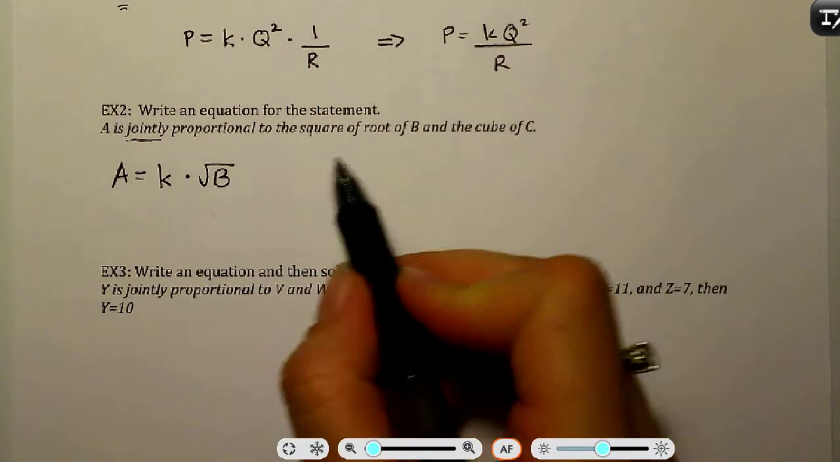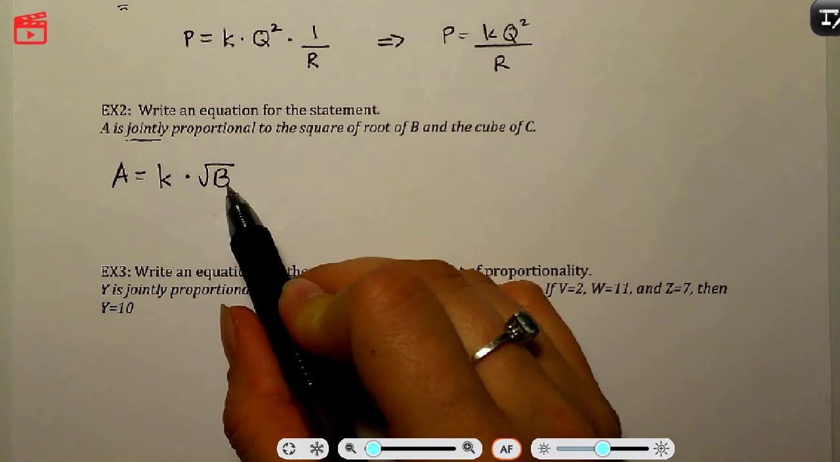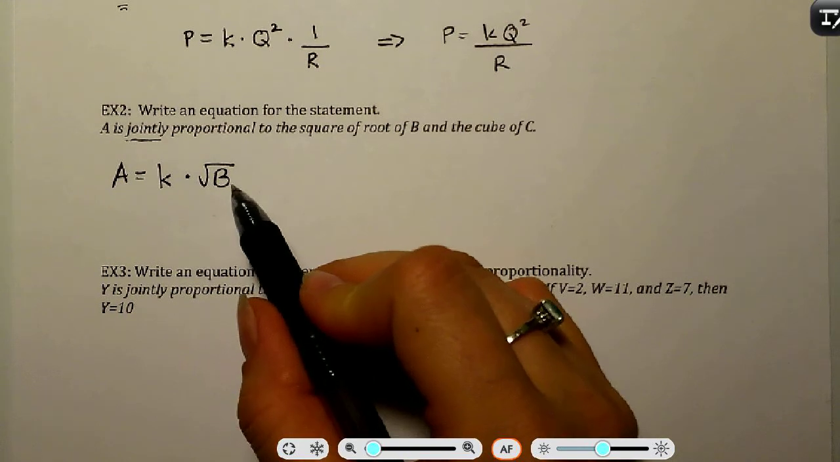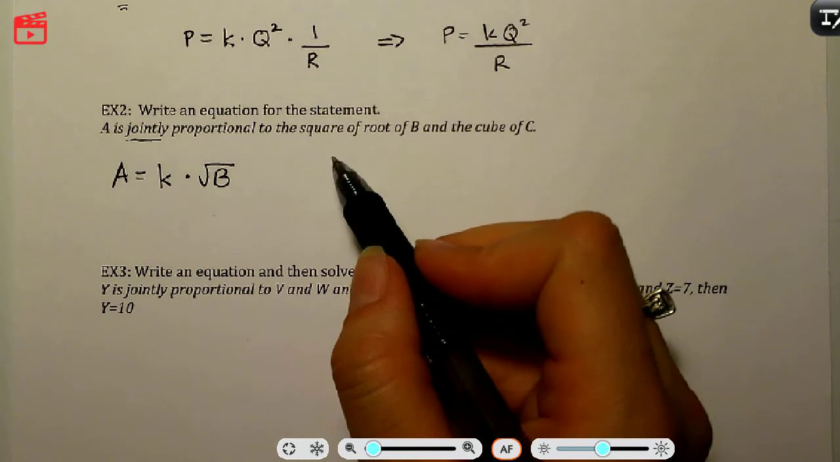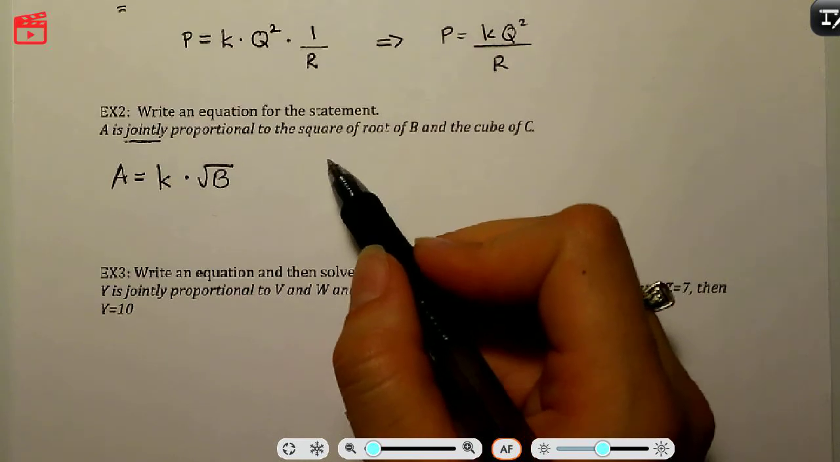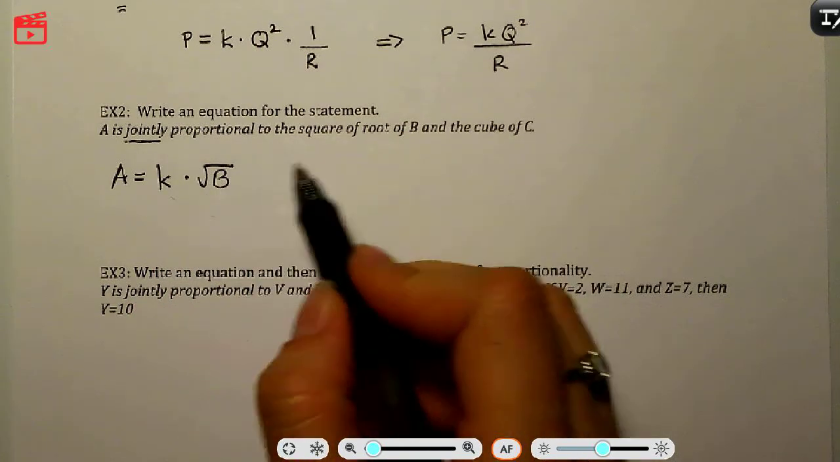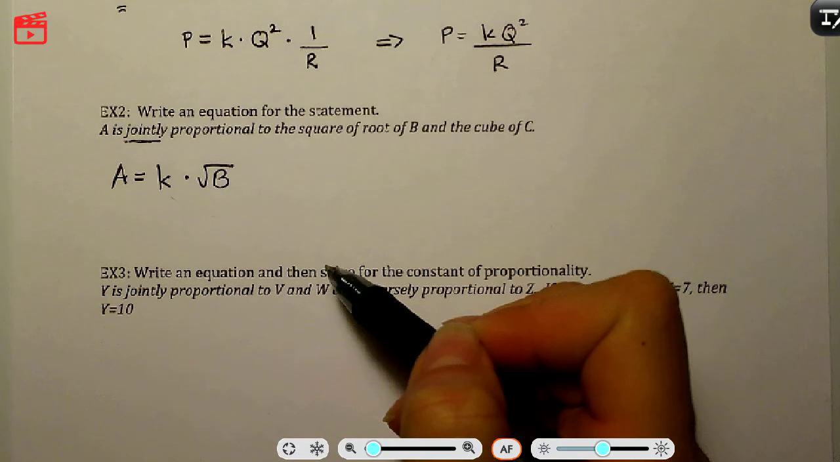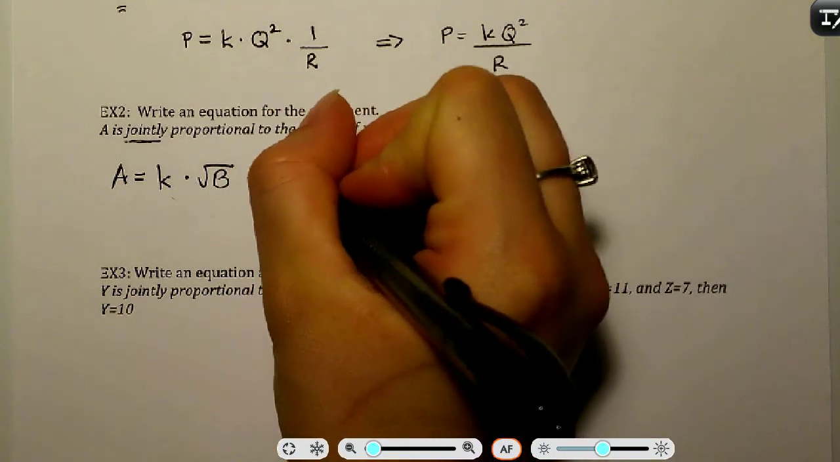And notice here, I'm given a capital B, so I'm going to use a capital B. I would not be using a lowercase b. So if you did use a lowercase b, that would get some points docked on your work. So make sure if you're using capitals, if they give you capitals, use a capital. If they give you a lowercase, use a lowercase. All right, so we did jointly proportional to the square root of b and the cube of c. Okay, cube of c is going to look like c cubed.